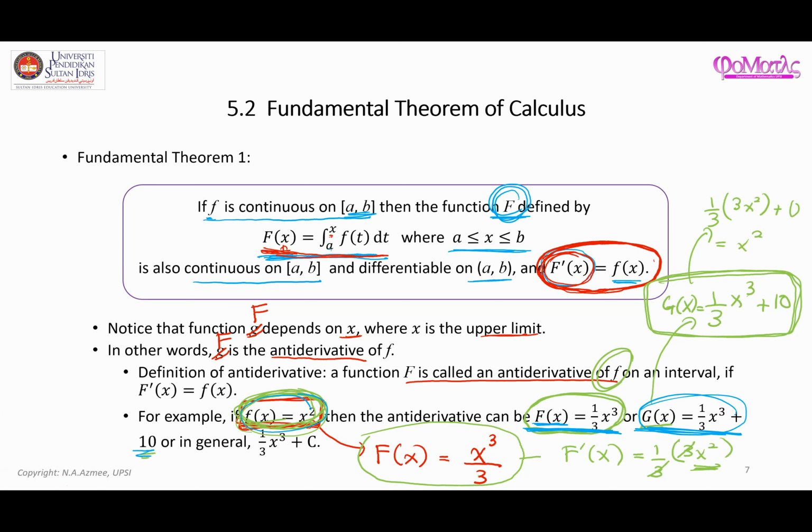So in general, I can say that the antiderivative can be anything in this form, which is 1 over 3 x cubed plus c. c is a constant. It can be anything. It can be 10, it can be 12, it can be 100, it can be 1000, it doesn't matter. So you have many options for the antiderivative of f.